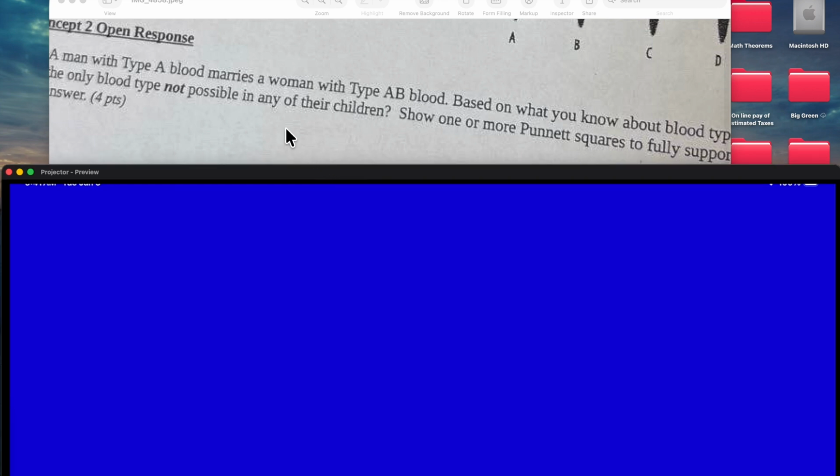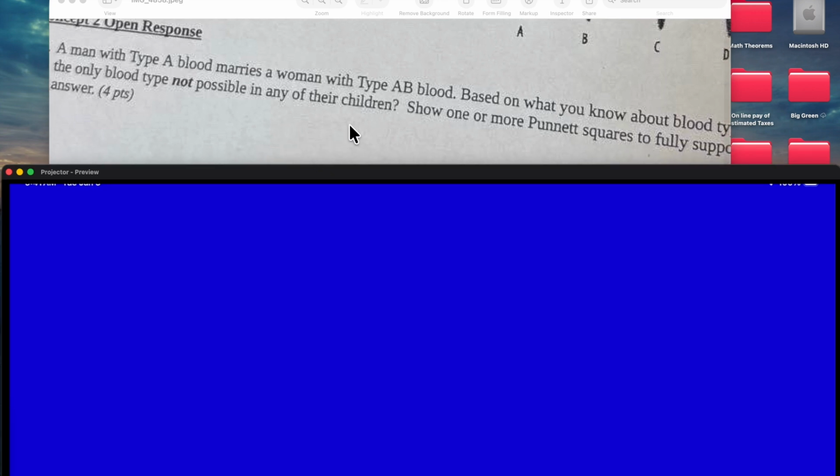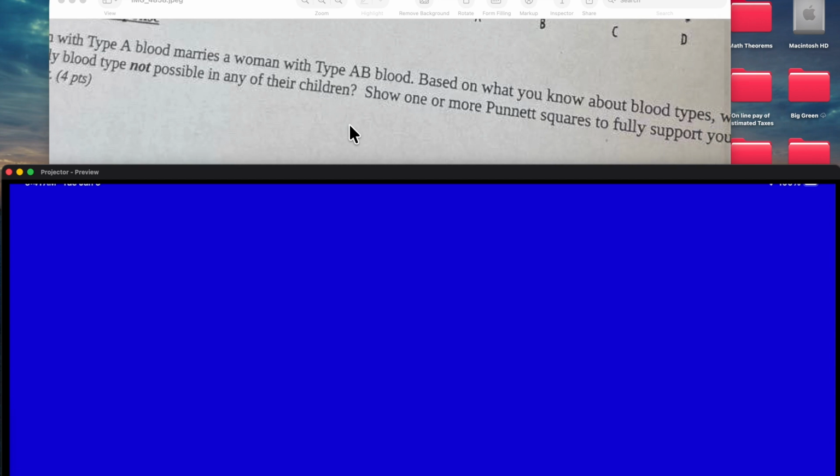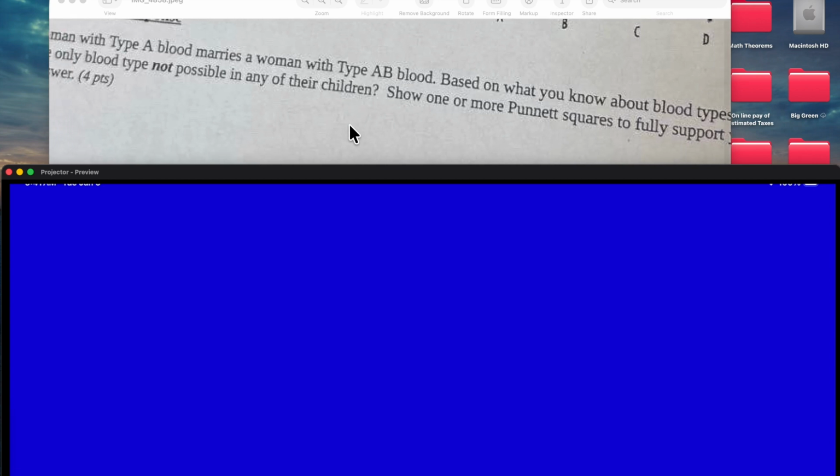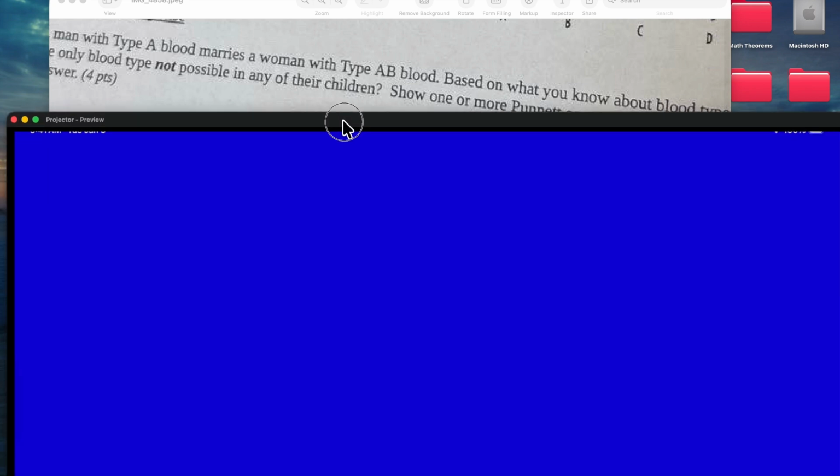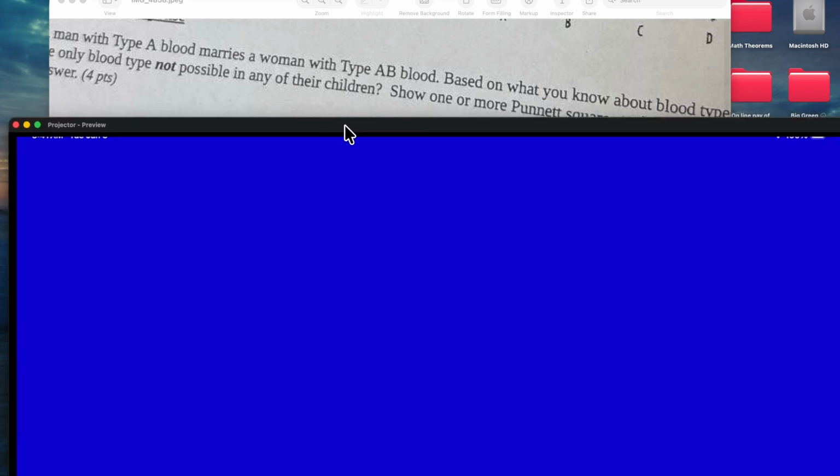Next, we have a man with type A blood marries a woman with type AB. Based on what you know about blood types, what is the only blood type not possible in any of their children? Okay, so a type A male could be one of two genotypes. He could have one allele with the type A antigen and the other allele with no antigen, or the type A father could have two antigens that are capital A.